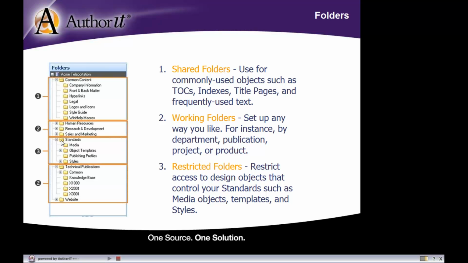So authors would likely have just read-only rights to the content that's in these folders. They may have read-write access to our common content area and also to the working folder that belongs to their group. So this is our best practice for setting up your folder structures: to have that common content or shared folder location that organizes commonly used objects, then to have a working folders location that has the actual books that your authors are working on, and then to have a restricted location, which enforces security rights on those objects that contain our standards, our restricted folders location.